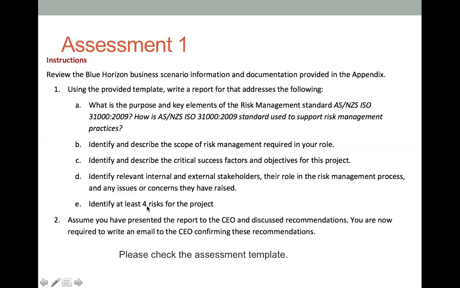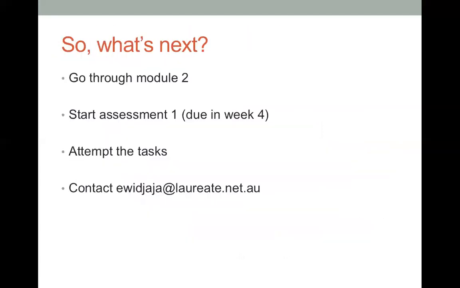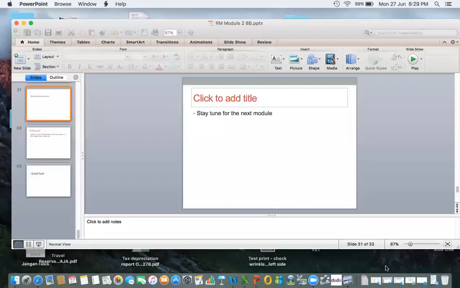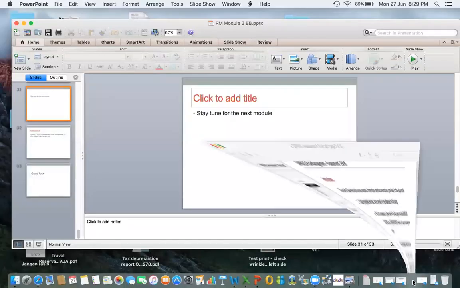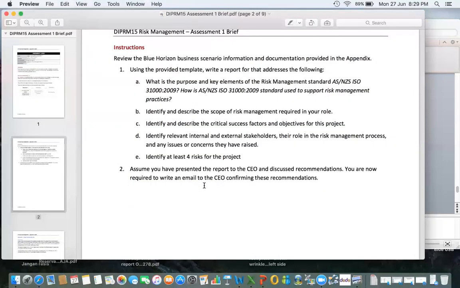Identify at least 4 risks for the project, and you also need to make a report to the CEO and type an email to the CEO. We expect you to go through module 2 and start assessment 1, which is due next week, and attempt the tasks. Now, let's have a look at the assessment briefly.